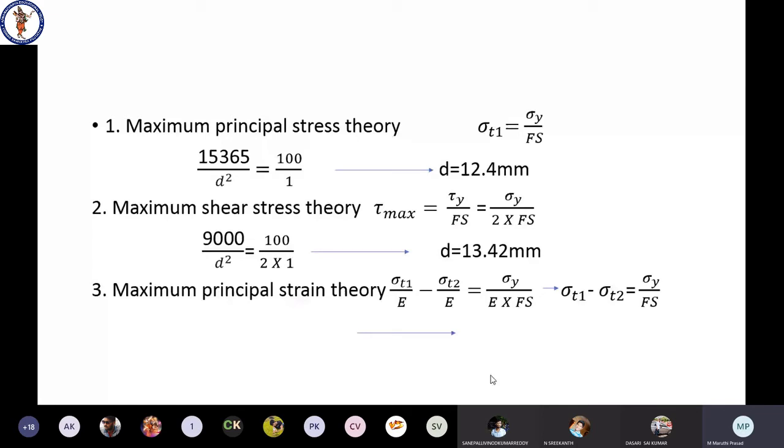So the equation is sigma T1 by E minus sigma T2 by E, which is the induced strain, equal to the allowable strain. Sigma Y by Fs is the allowable stress, which is divided by Young's modulus to get the allowable strain. E is the common factor in all three terms, so it gets cancelled. The ultimate equation is sigma T1 minus sigma T2 is equal to sigma Y by Fs.